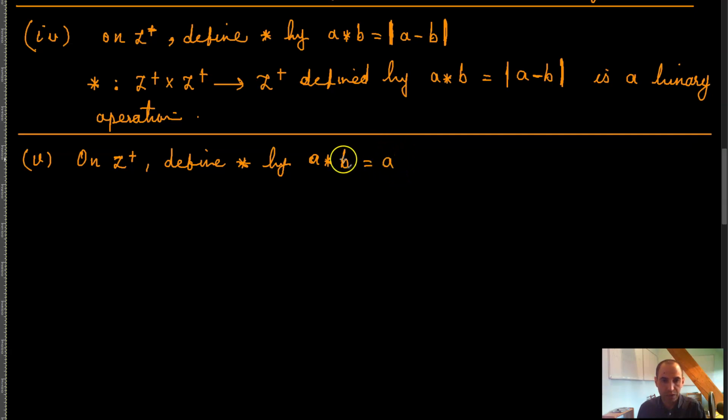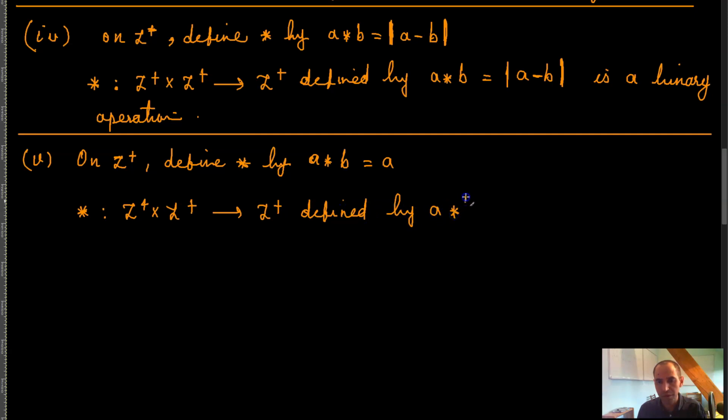So which means that A star B is equal to A is always some number belonging to the set of positive integers, which means that star from basically Z plus times Z plus into Z plus defined by A star B is equal to A is a binary operation.